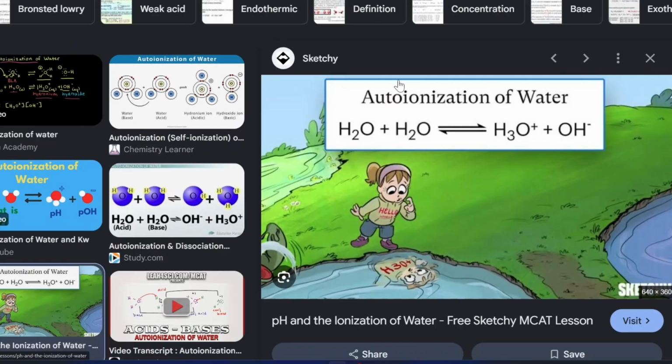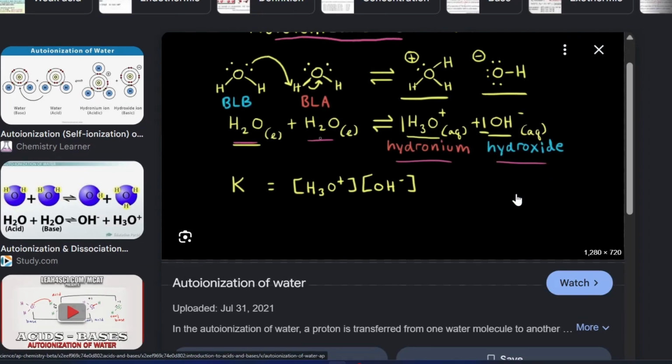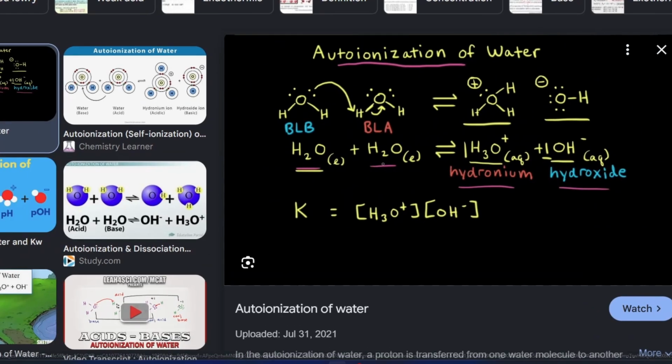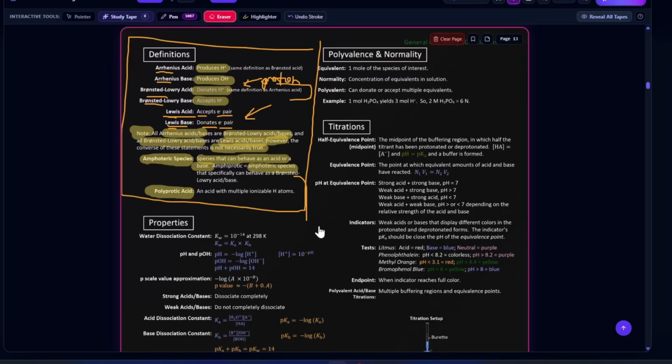So you can see here that water can mix with water, and what happens is it auto-ionizes, so it reacts with itself. Water is able to react with itself, and that's auto-ionization of water. Khan Academy also has a video on it, so if you're interested, go ahead and watch that too. It's also important to note that water has this property.